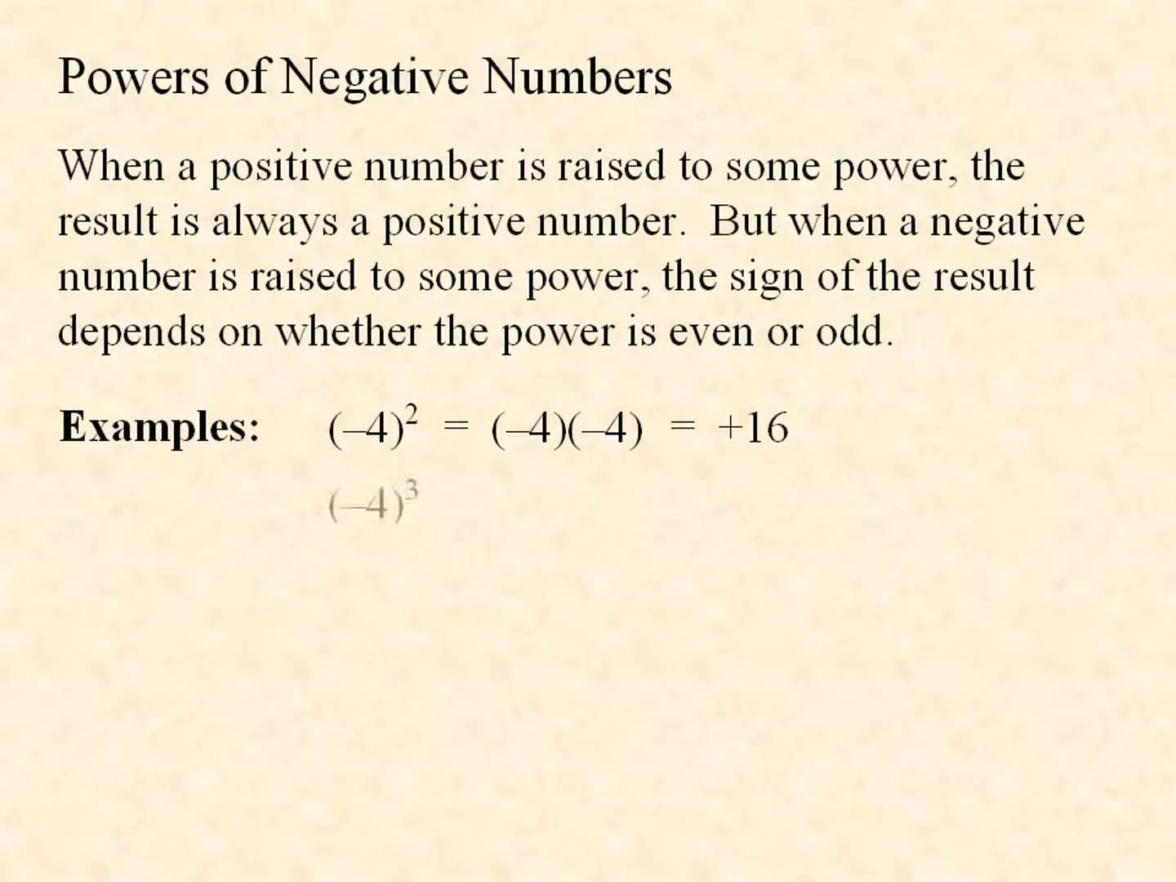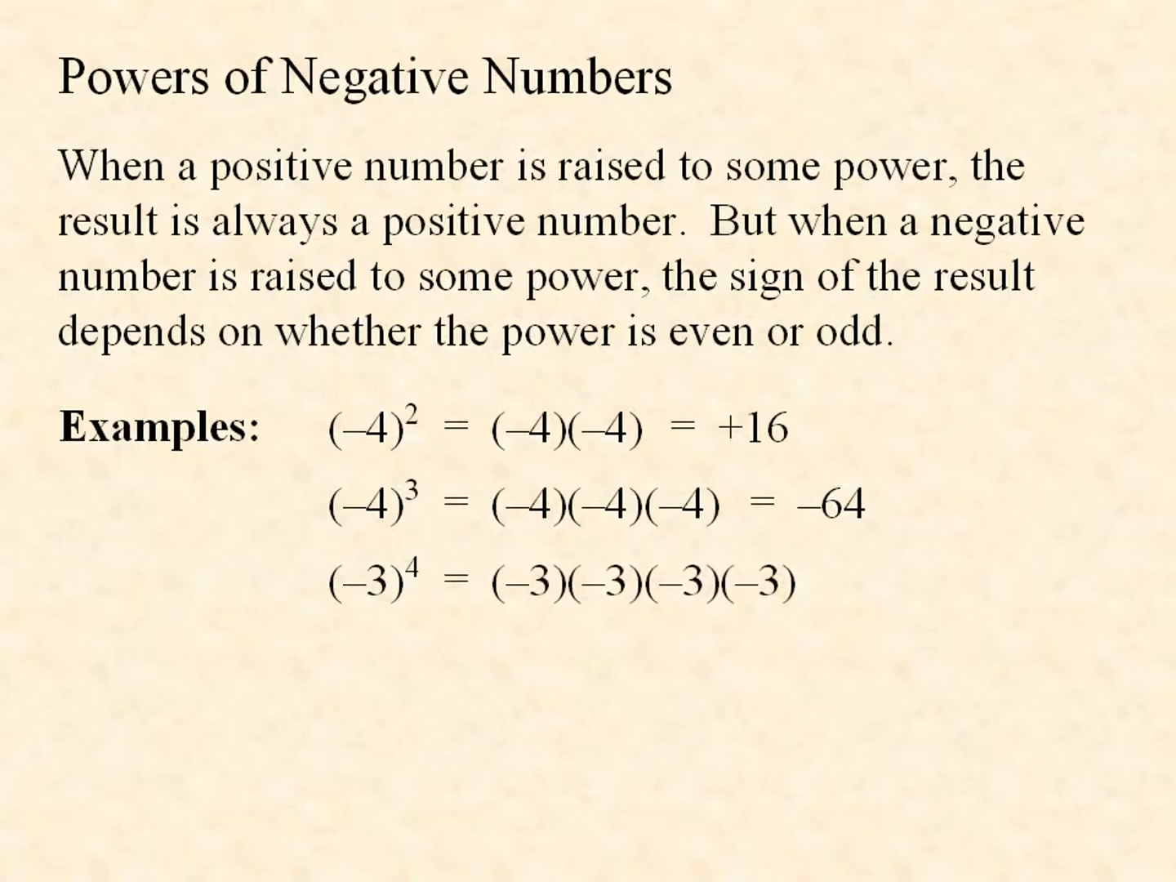On the other hand, negative 4 to the third power is negative 4 times itself 3 times, and three negatives give us a negative, and the answer is negative 64. Negative 3 to the fourth power is negative 3 times itself 4 times, and an even number of negatives multiplied gives us a positive. So this is positive 81. If you do them in pairs, negative 3 times negative 3 is positive 9. That's the first pair and the last pair, and 9 times 9 is positive 81.